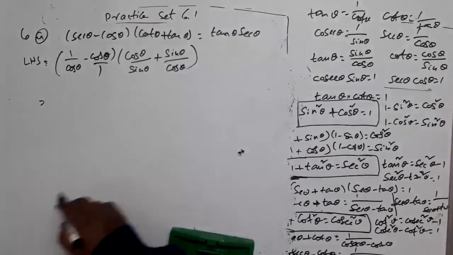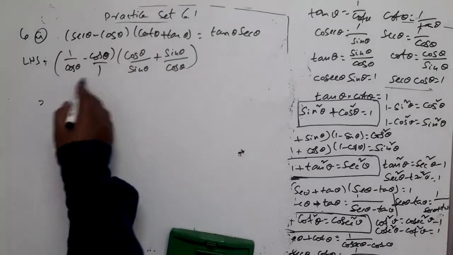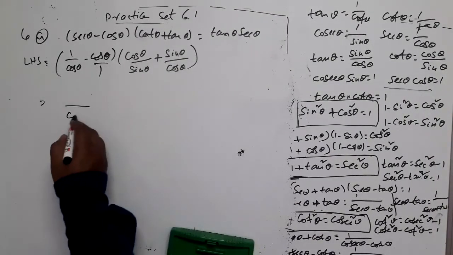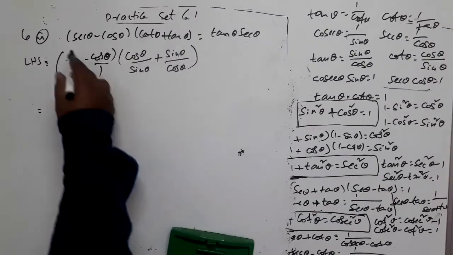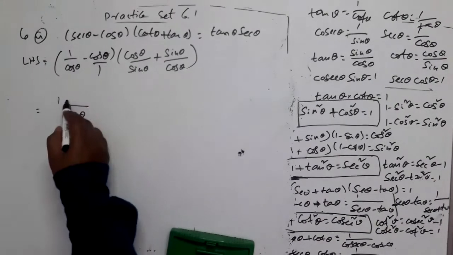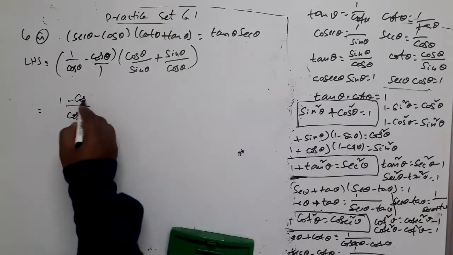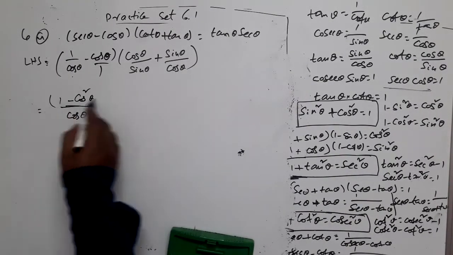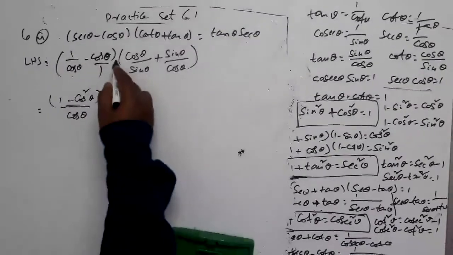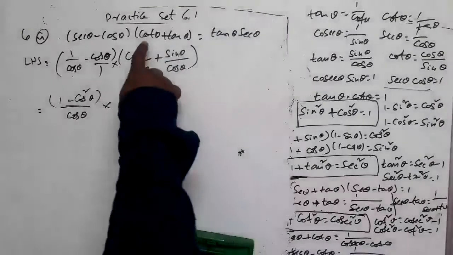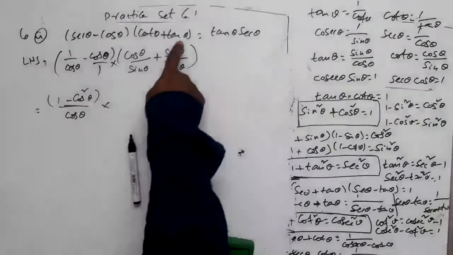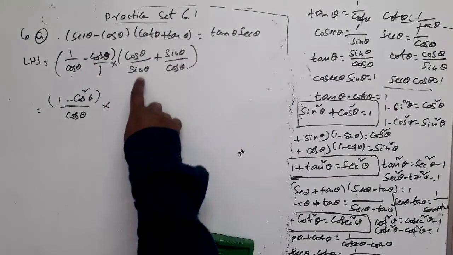Here 1 is there. I am taking LCM here. So this will be cos theta into 1 is cos theta. 1 into 1 is 1 minus cos theta into cos theta is cos square theta, right? Multiplied by here. You see this cot theta plus tan theta or tan theta plus cot theta. That can be written like this, right?